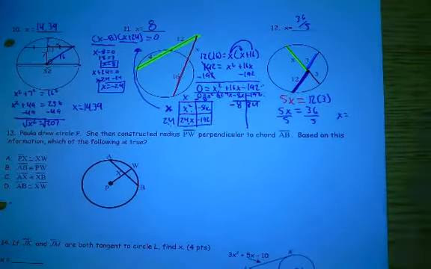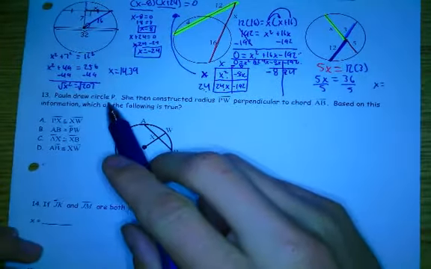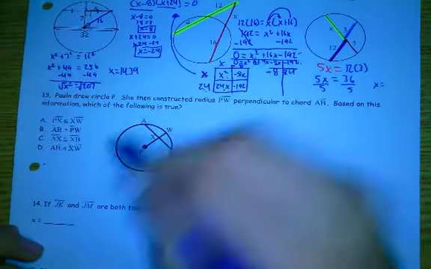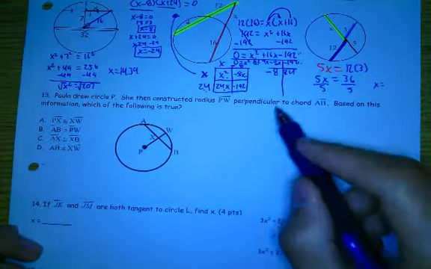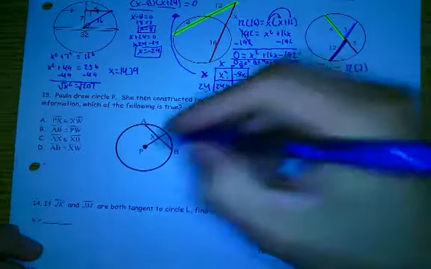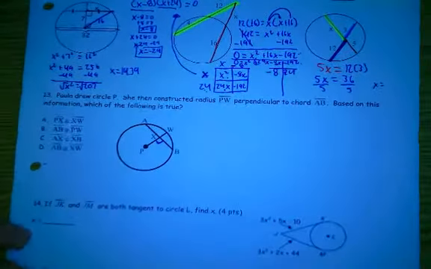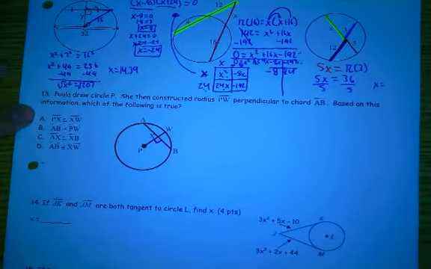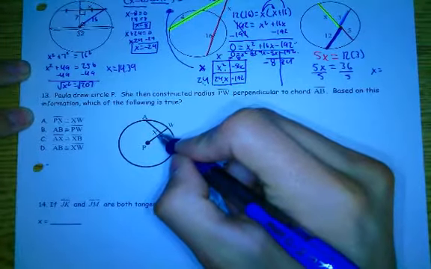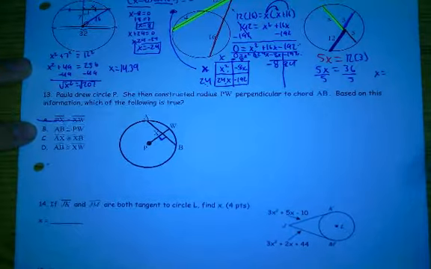PX is congruent to XW. What we do know, without even looking at this information, is that when you have a radius that is perpendicular to a chord, this is congruent to that. So let's look for the option that says AX is congruent to XB. AX is congruent to XB, and that's all we know. The other options are not possible. Okay? Alright, let's keep on moving.